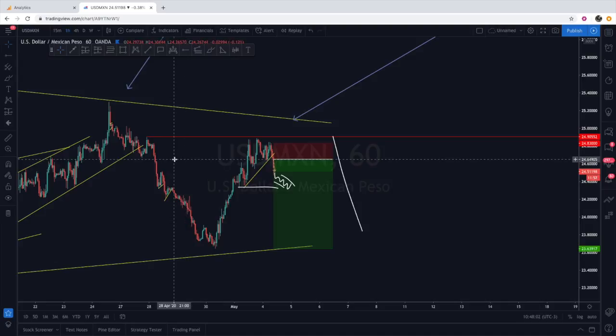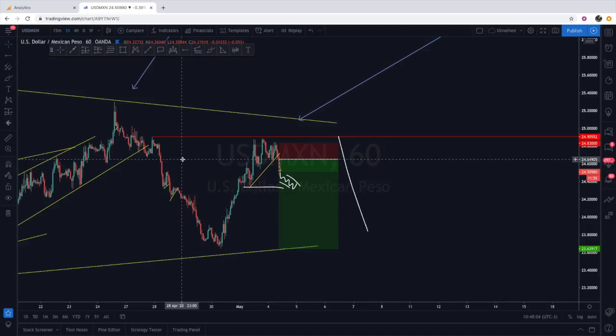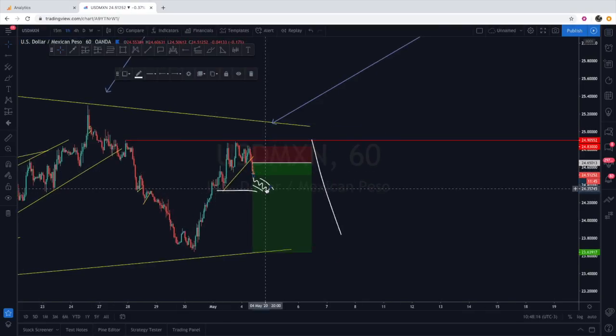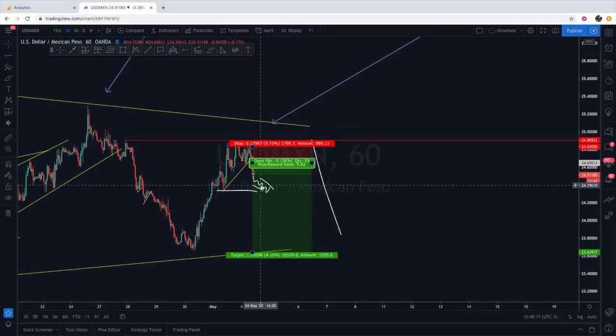Because USDMXN, I like the fact that I've backtested it multiple times. You can even see small corrections like this after this impulsive move. This is just a small correction that you can easily take advantage of. So it's something that we're looking for after this breakout. So there's three types of scenario. Basically, this one is one of these.